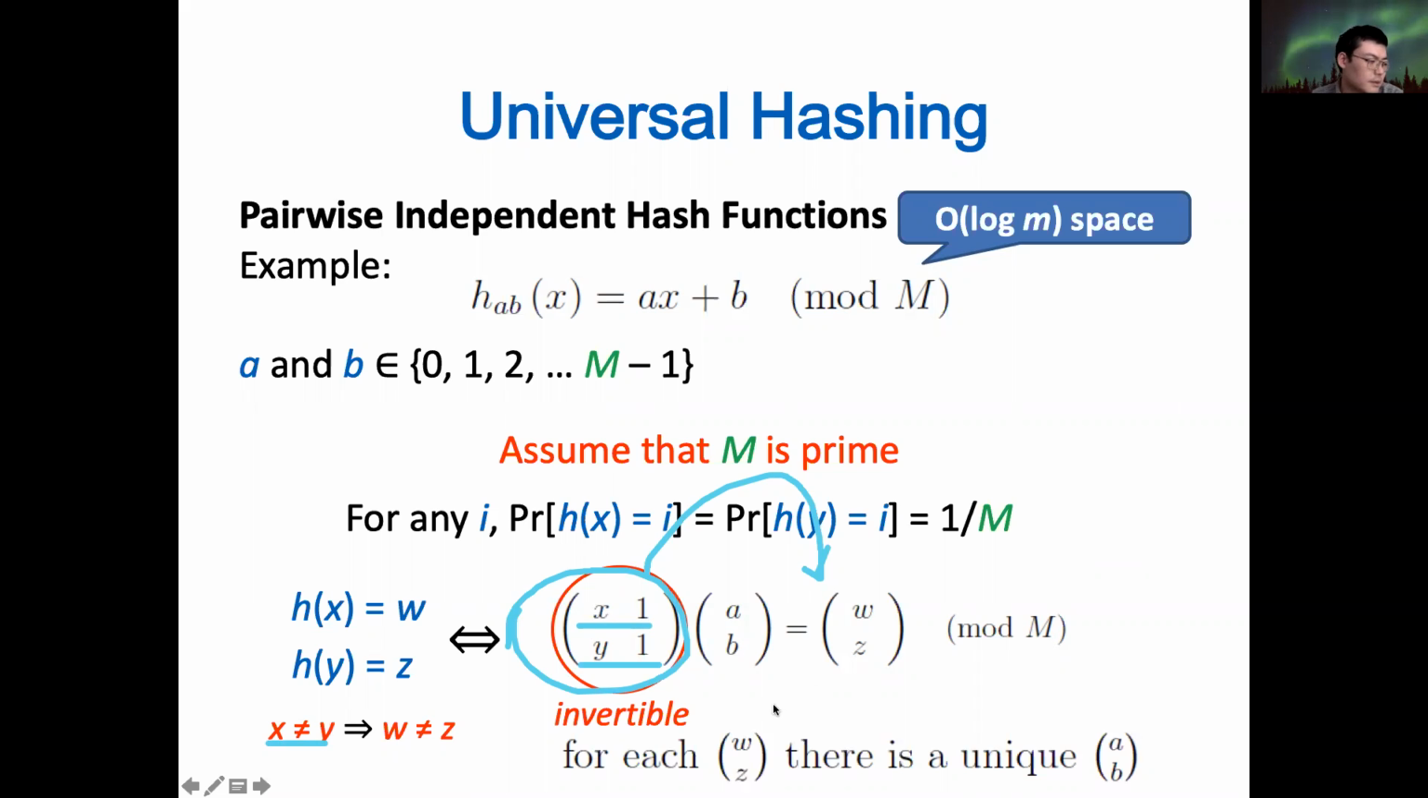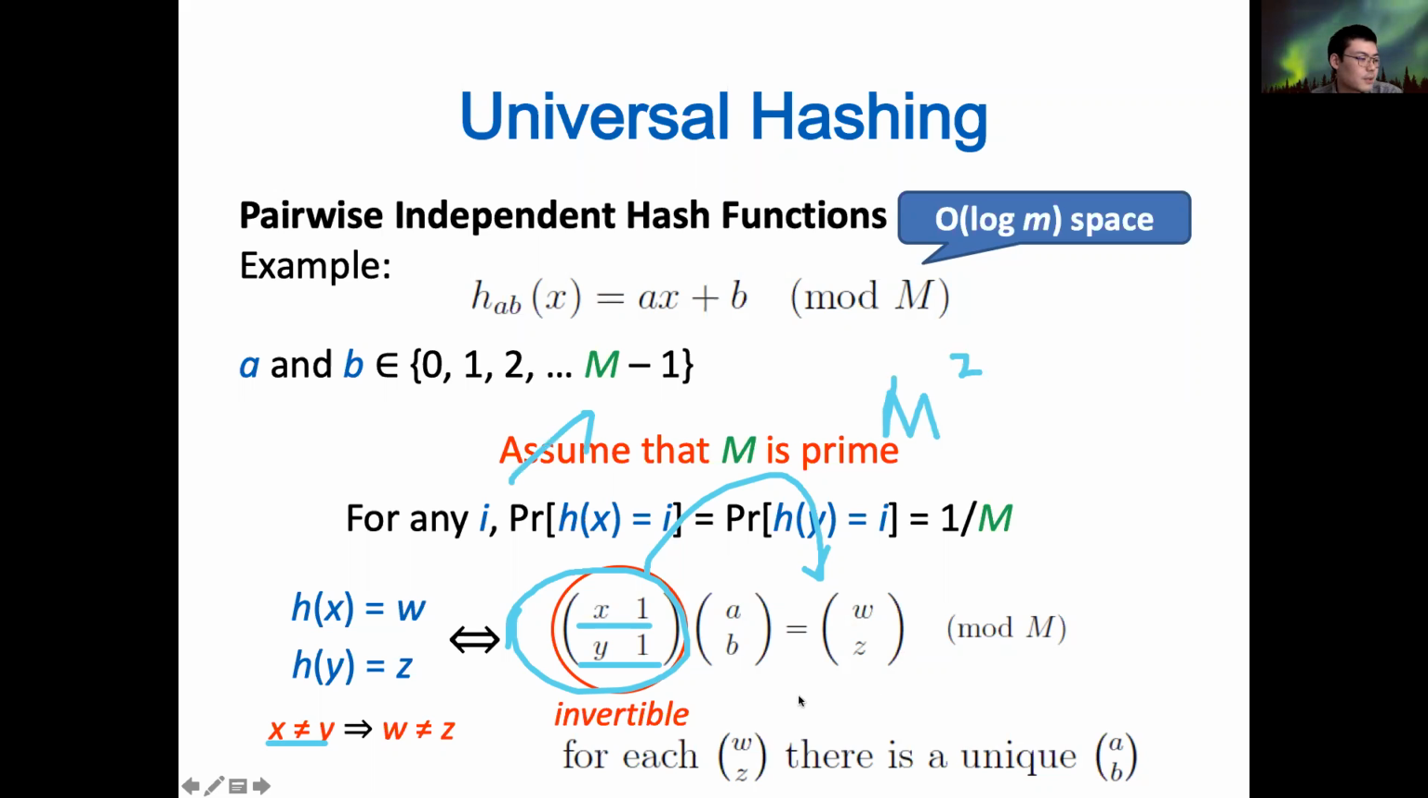So basically for each (w, z), you will find a unique (a, b), right? Because of this reason, how many combinations of (w, z) do you have? (w, z) are all from this domain, so for each (w, z) you will find a unique (a, b). It's a combination: a can take m values, b can take m values. So it's m squared.